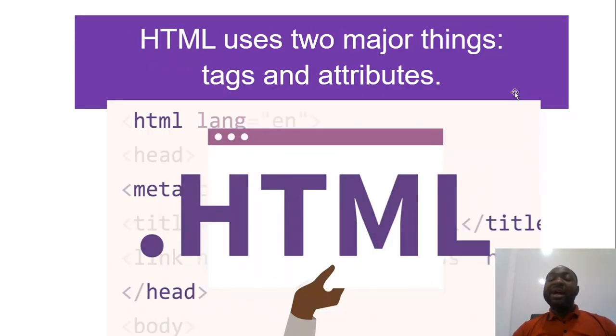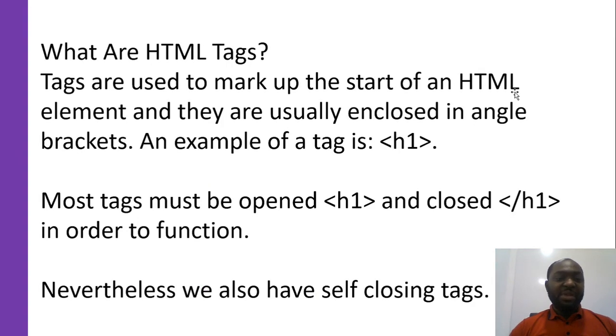Now HTML has two major things. Like I said in the previous module, it deals with tags and attributes. Tags and attributes, these are the two major things that we're going to be working with when we talk about HTML. Now, tags are used to mark up the start of an HTML element. So for me to start an HTML element, I need to use a tag. Now, they are always enclosed in angle brackets.